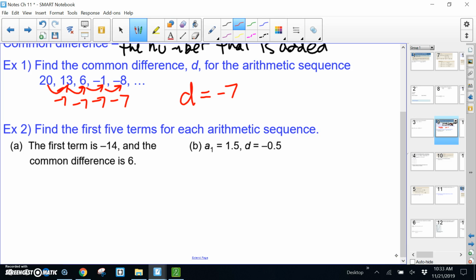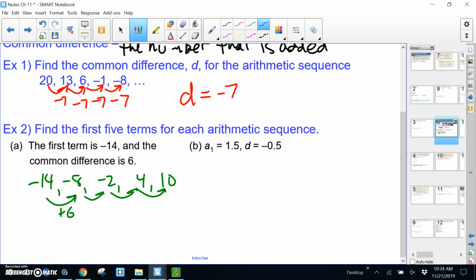Number 2, find the first 5 terms of the arithmetic sequence. Well, the first term is negative 14, and the common difference is 6. So if we start at negative 14, and if we add 6, we're going to get to negative 8. And if we do it again, that'll be negative 2. Add 6, that's 4. Add 6, that's 10. So there we go. It's those numbers.